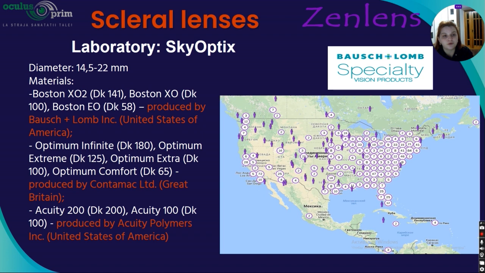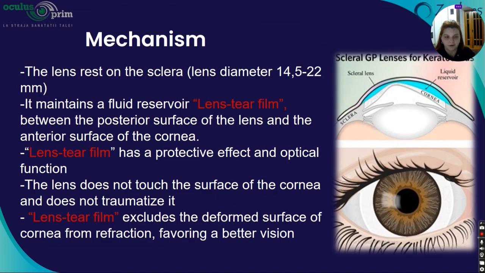Scleral lenses are produced in the Sky Optics laboratory from different types of material. For example, Boston XO2, Boston XO, produced by Bausch & Lomb Inc., United States of America; Optimum Infinite, Optimum Extra, produced by Contamac Ltd., Great Britain; Acuity 200, Acuity 100, produced by Acuity Polymers Inc., United States of America.